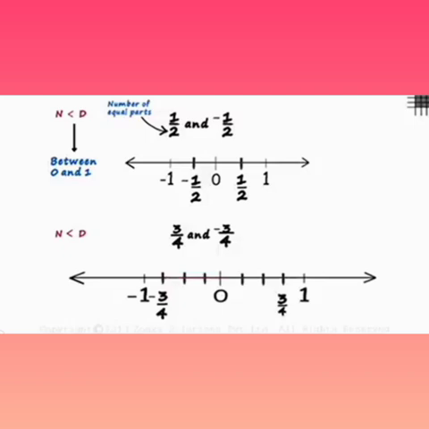But let me ask you a question. You have plotted the numbers 3 by 4 and minus 3 by 4. But do you know which numbers are plotted on these points? Here's your answer. Since this is one part, we mark 1 by 4 here. Since these are two parts, we mark 2 by 4 here. Similarly, we can plot minus 1 by 4 and minus 2 by 4 here.